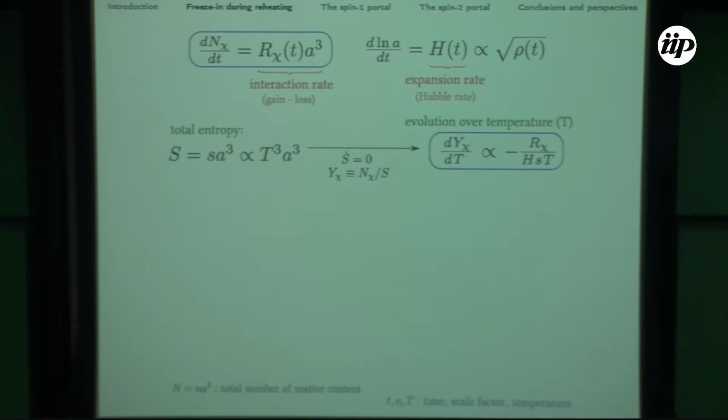So if we have a thermal bath, we can describe the evolution of dark matter in terms of the temperature instead of the time, and a way of defining temperature is through the total entropy. And if the total entropy is conserved, the evolution is given in terms of the yield of dark matter, which is a number density normalized to the total entropy. So this quantity here can only possibly change if we have some departure from equilibrium. And this is the equation that we usually solve for the relic density of dark matter.